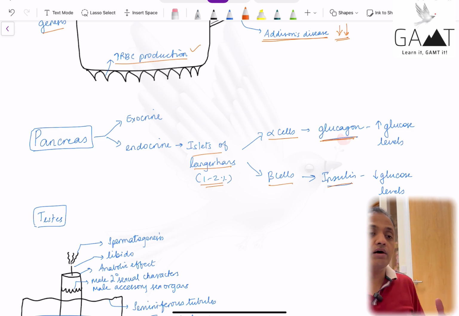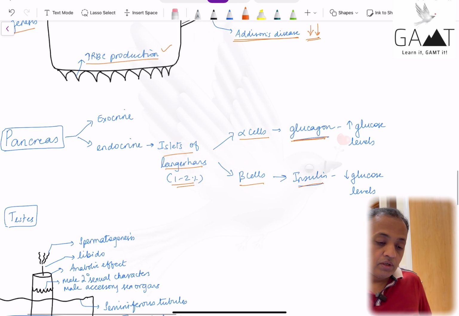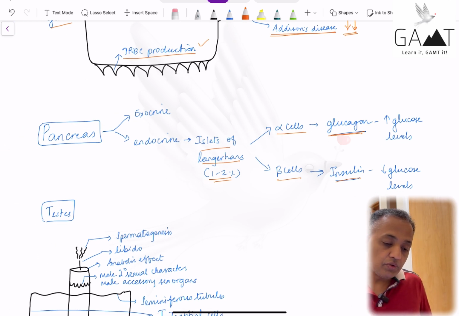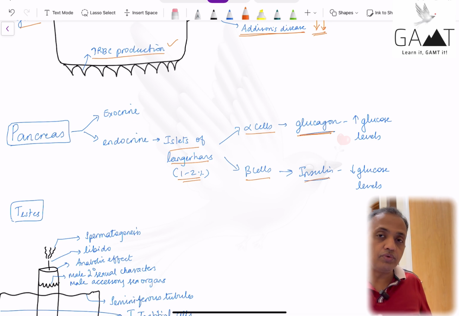So when you have food, your blood sugar level rises because of the absorption from the gut. When the blood sugar level rises, insulin is released. This insulin drives the blood sugar back into the cells. So that's the important effect of insulin. All right, so that's about the pancreas. It's very straightforward, very simple. You just need to understand the concept. Glucagon acts as an antagonistic hormone to insulin.